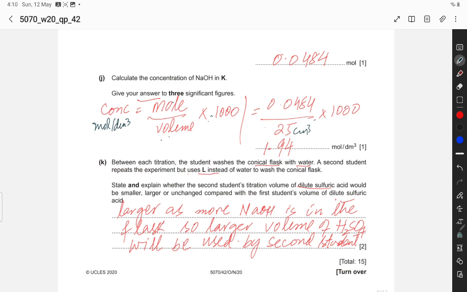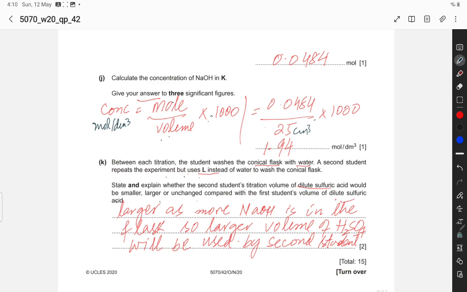Between each titration, the student washes the conical flask with water. A second student repeats the experiment but uses L instead of water to wash the conical flask. State and explain whether the second student's titration volume of dilute sulfuric acid would be smaller, larger, or unchanged compared with the first. This is a very common question, most commonly asked by the examiner in this experiment.